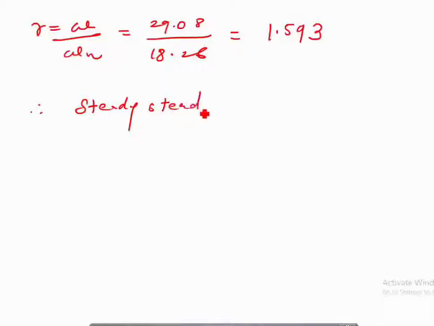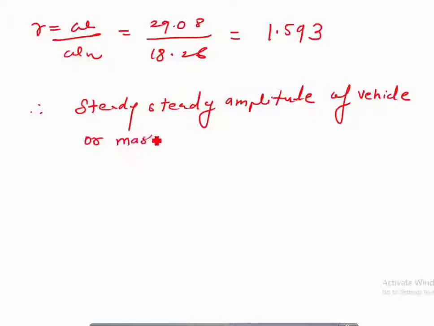Steady state amplitude. Now, what does this steady state amplitude mean? It is also called the steady state absolute amplitude of the vehicle, a vehicle having some mass m. And how is this steady state amplitude of the mass created? It is basically due to the support excitation.